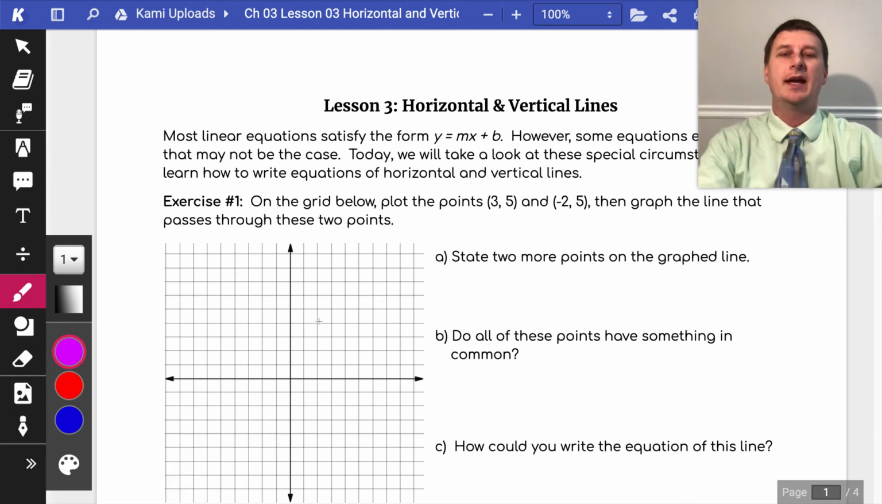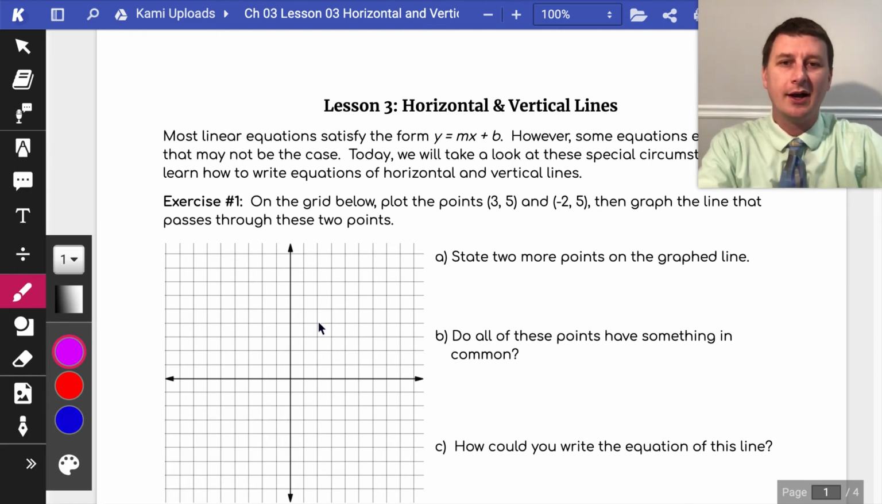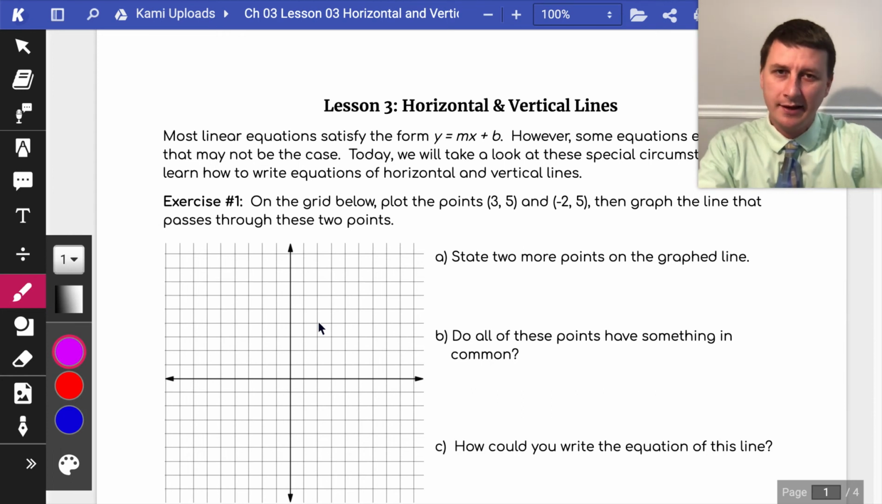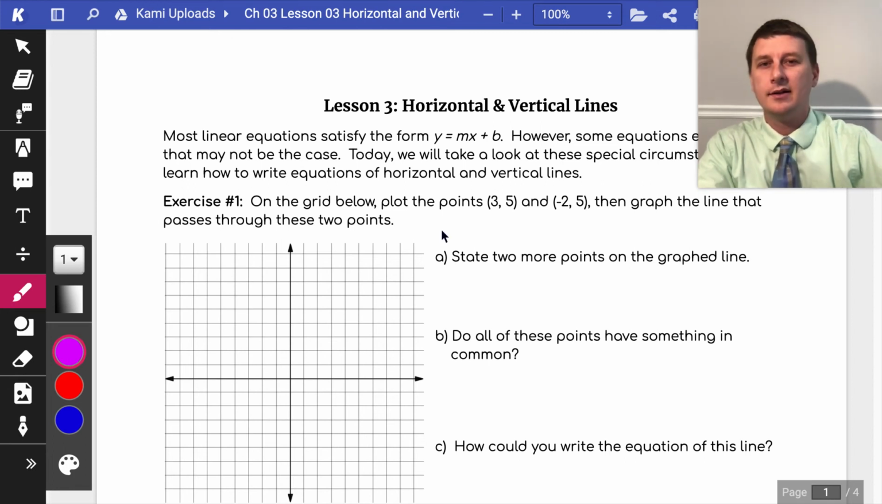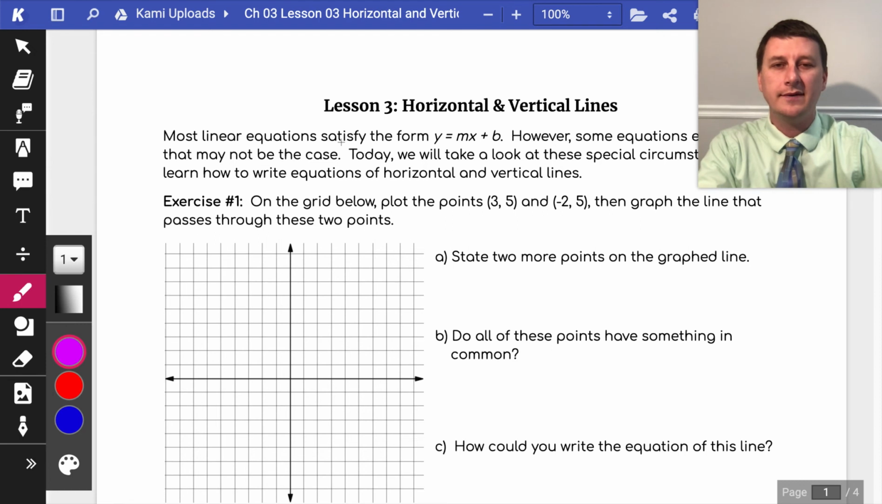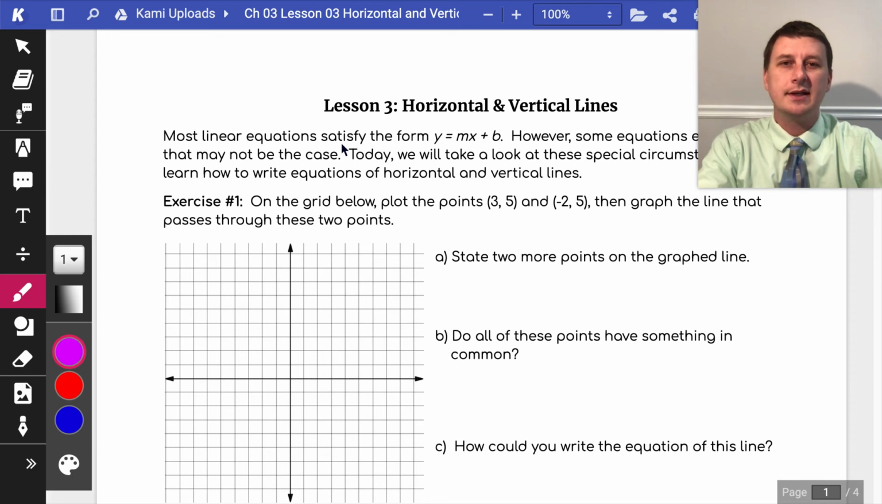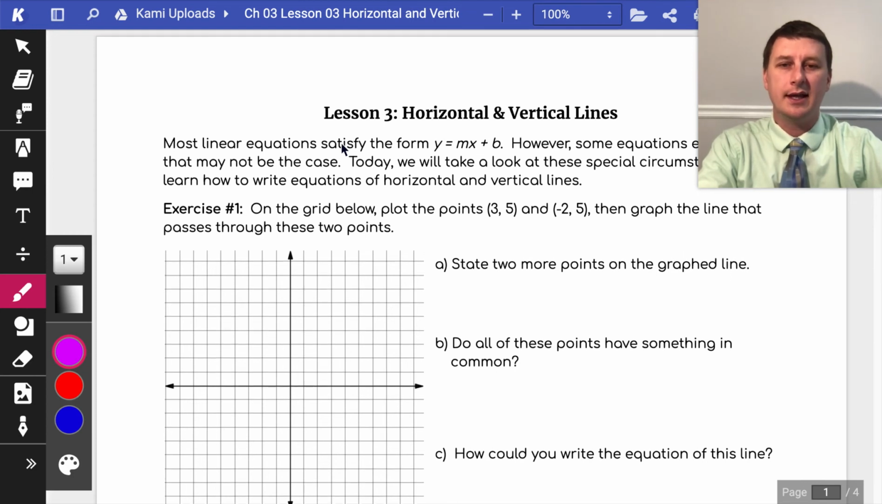Algebra 1. And in this video, we're going to be looking at horizontal and vertical lines, special types of lines that are different than the ones we've looked at so far in this chapter. If you might recall, in lessons 1 and 2, you looked at lines that were diagonal, that were slanted, that had a certain pattern to them that they followed the form of y equals mx plus b. With horizontal and vertical lines, this is not necessarily the case.